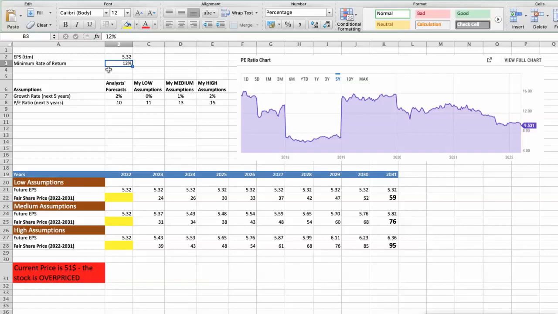For Verizon, analysts forecast growth rate around 2% per year in next 5 years, and future P/E around 10. Again, I will use 3 different scenarios for Verizon Company: bad, average, and good.